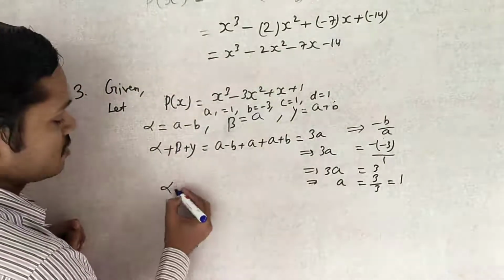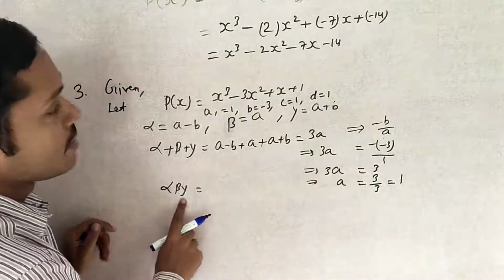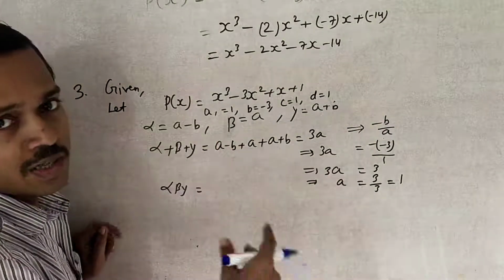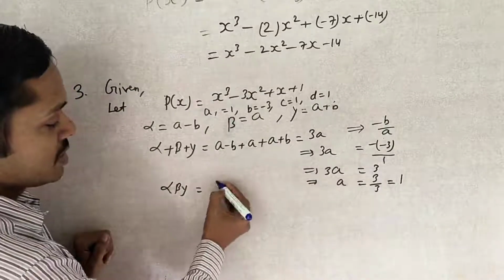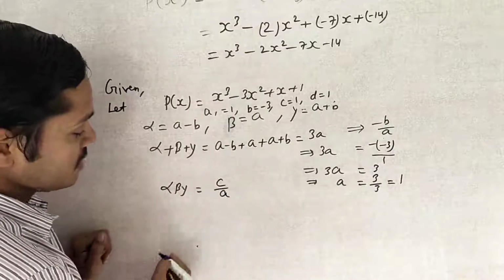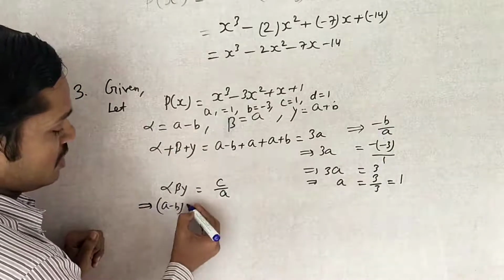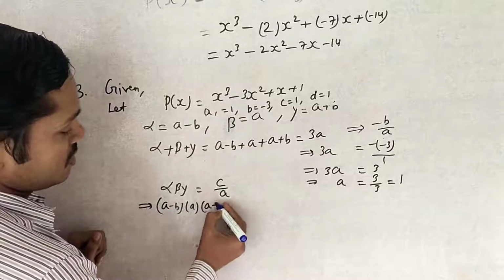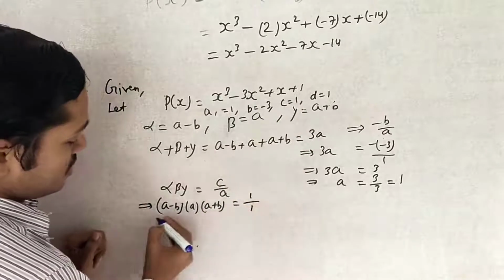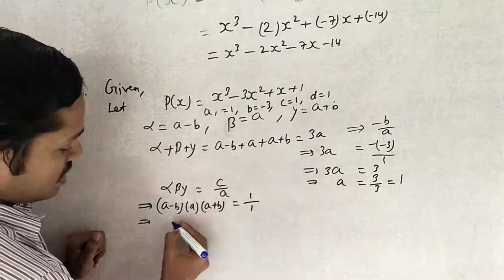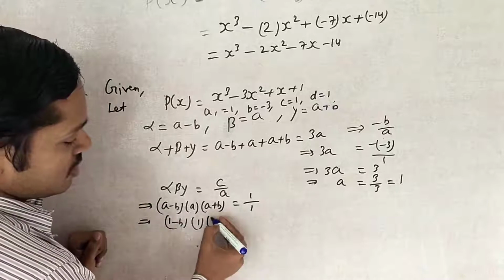Now we are going to find out the value of B. Look at alpha beta gamma. Don't find out alpha beta plus beta gamma plus gamma alpha. You will have to only consider alpha beta gamma. This is equal to C by A. Clear? Alpha beta gamma means A minus B into A plus B. Now look at C by A, C how much? 1 by 1. A is equal to 1 minus B, A plus B.